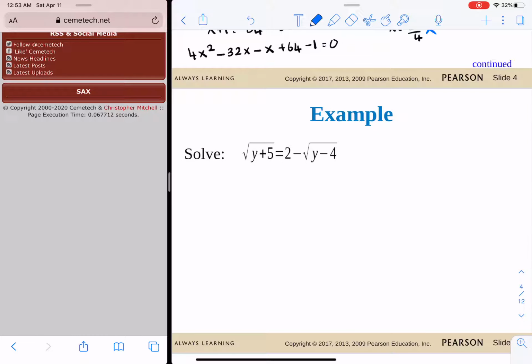So here we have another lengthy problem, and this is going to take some time, so pay close attention, because a lot of algebra is involved. So the first step, since we have 2 radicals, we are going to start with squaring on both sides.